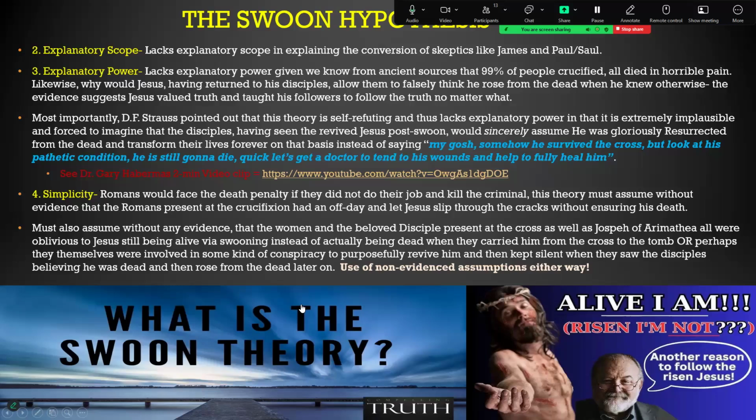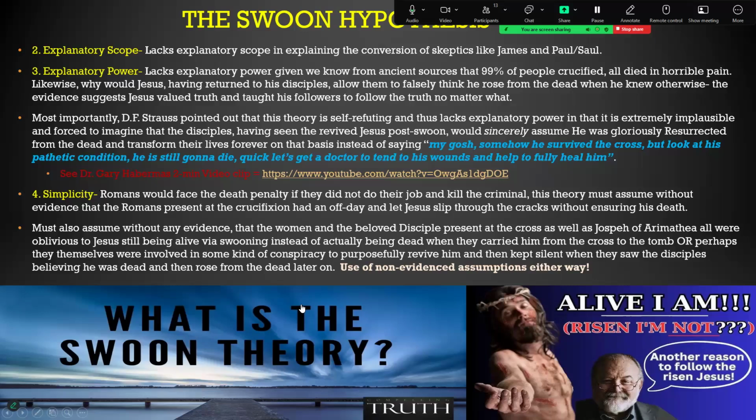Also, this theory lacks explanatory scope because it can't explain the conversion of skeptics like James and Paul. Maybe somehow the disciples were so deluded when they saw Jesus come out of the tomb, they became convinced he rose from the dead. But skeptics like James and Paul wouldn't fall for something like that, especially Paul, who was hostile. Then, in terms of explanatory power, I think it fails here. Because as I already told you guys, 99% of the people crucified all died in horrible pain.